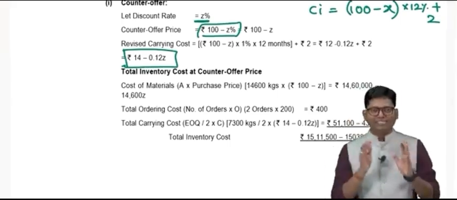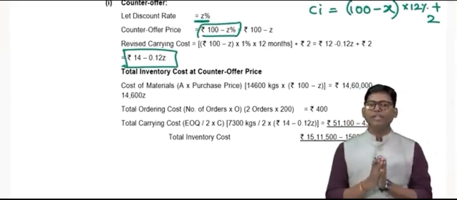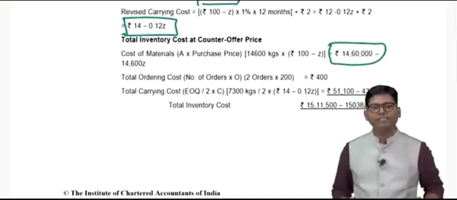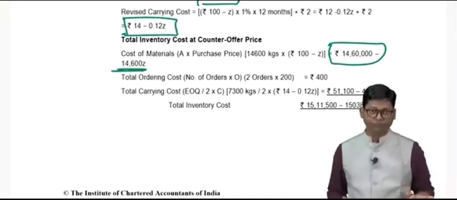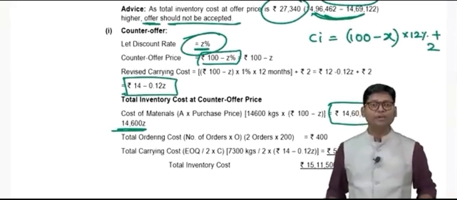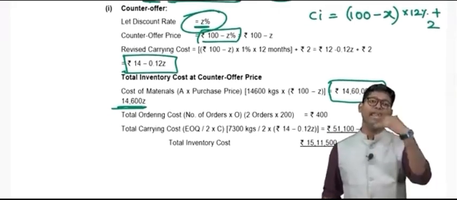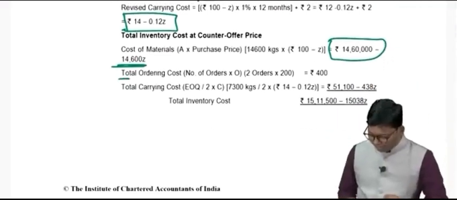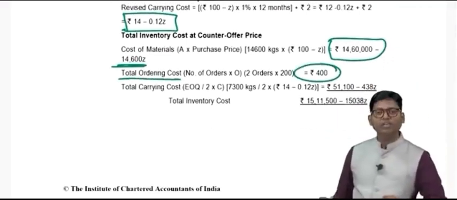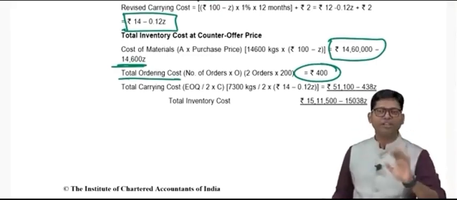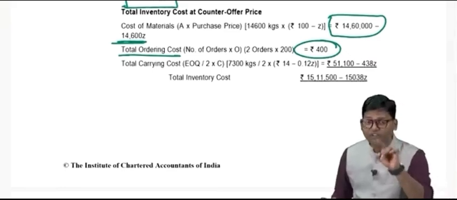Once this is calculated, you need to calculate the total inventory cost. Inventory cost will be the original inventory cost 14,60,000 minus the discount. The discount is 14,600x. We have computed the discount margin and recorded it. It is X%, and X% is to be deducted from the entire value of the material. In the ordering cost there is absolutely no change. 2 orders we are placing at the rate of 200 will cost you 400. It will remain constant always, but there will be a change in your carrying cost.